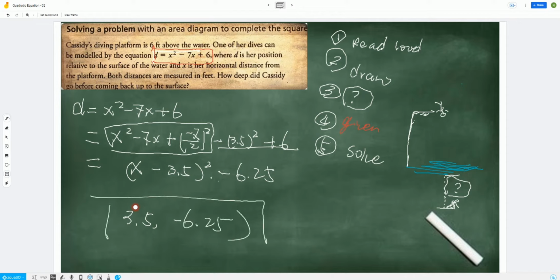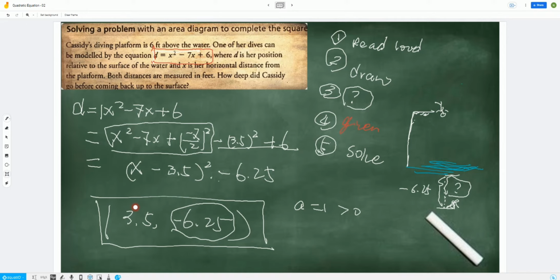Yeah, look at this vertex. Because a equals 1, which is greater than 0, the parabola opens upward. So we have a minimum value, and the minimum value is the y value of the vertex. So negative 6.25, which means it should be here. It is negative because negative means beneath the water surface.